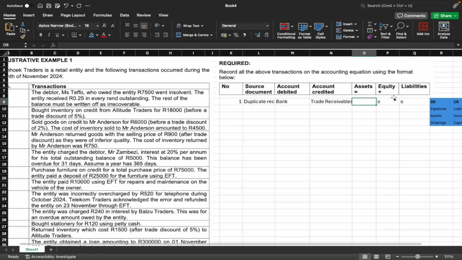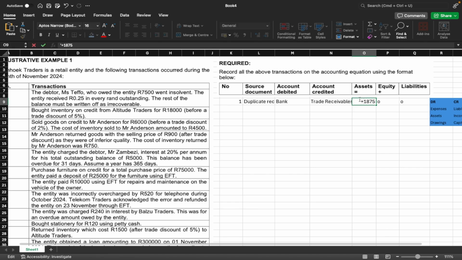Okay, so let's put our amounts here. How much are we receiving? Well, it's 25 cents for every rand, so it's 25% of 7,500. So I'm going to take 7,500 times 25%, that gives me 1,875. So what I can do here is to put my positive and my negative.